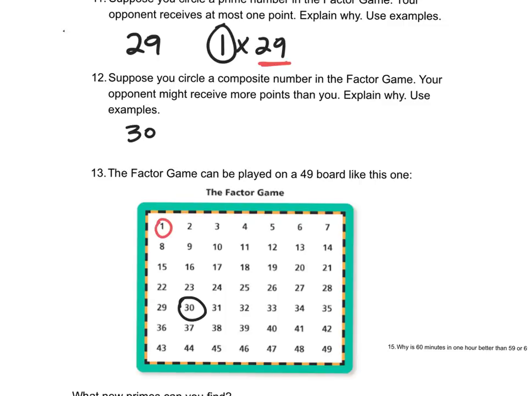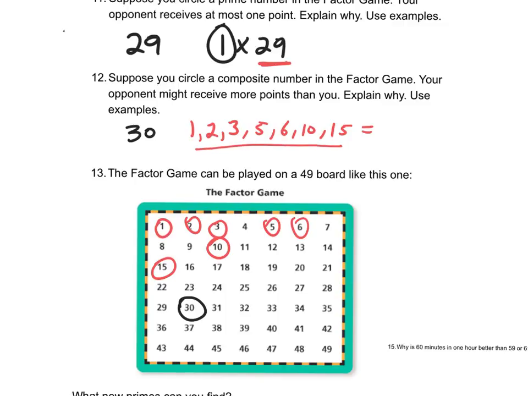You would get 1, 2, 3, 5, 6, 10, 15. I get them all? I believe so. So if you add all those up, I would get 30 and you would get 1 plus 2 plus 3 plus 5 plus 6 plus 10 plus 15. So how many points would that be? If you add up all of these numbers right here, you would get 42.